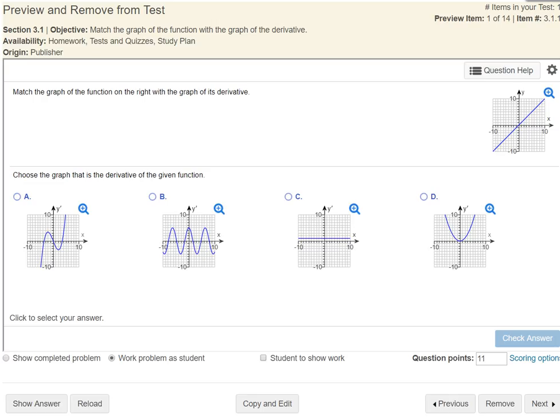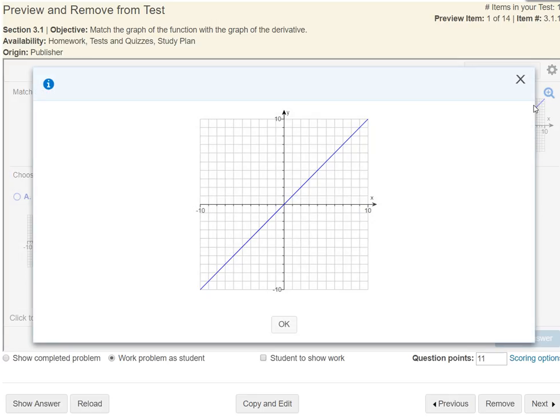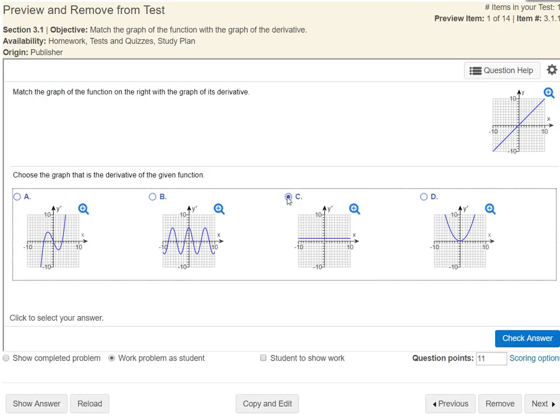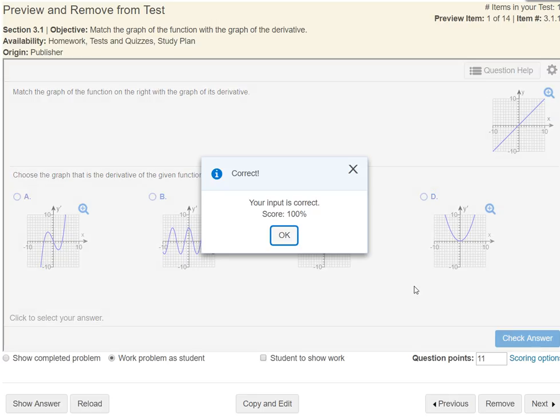Match the graph of the function on the right with the graph of its derivative. What's that derivative going to look like? It's going to be a straight line. We could even do this one numerically. What is the slope of that line? 1. So where should the derivative be? At 1. Good. So it should be that guy right there.